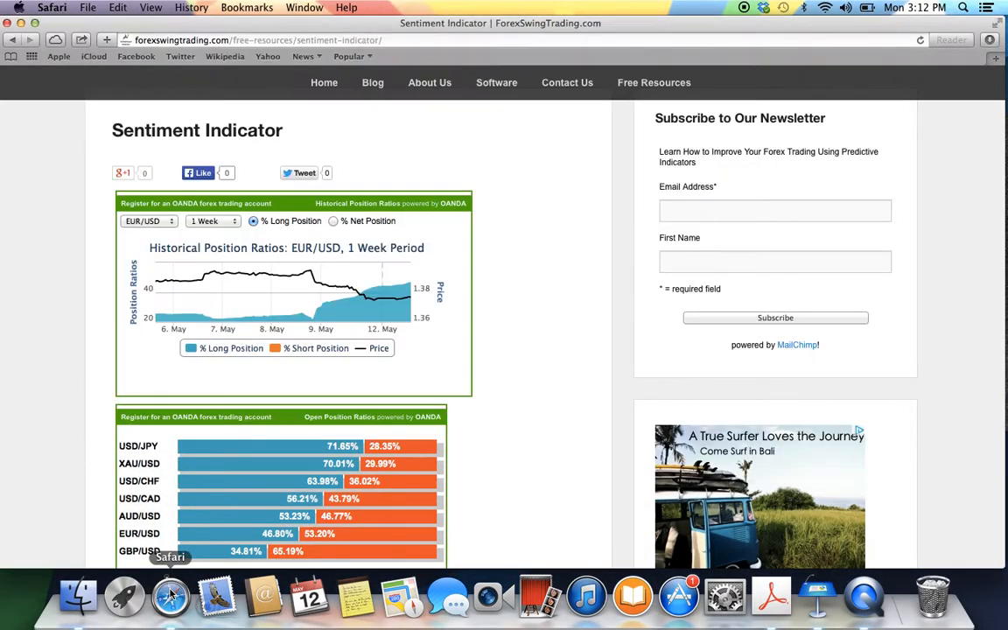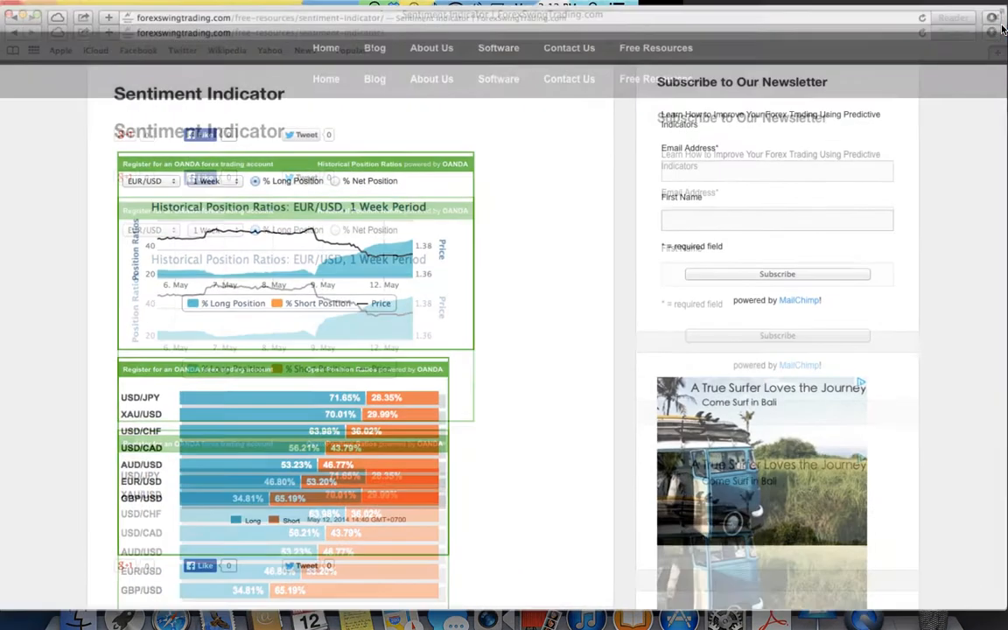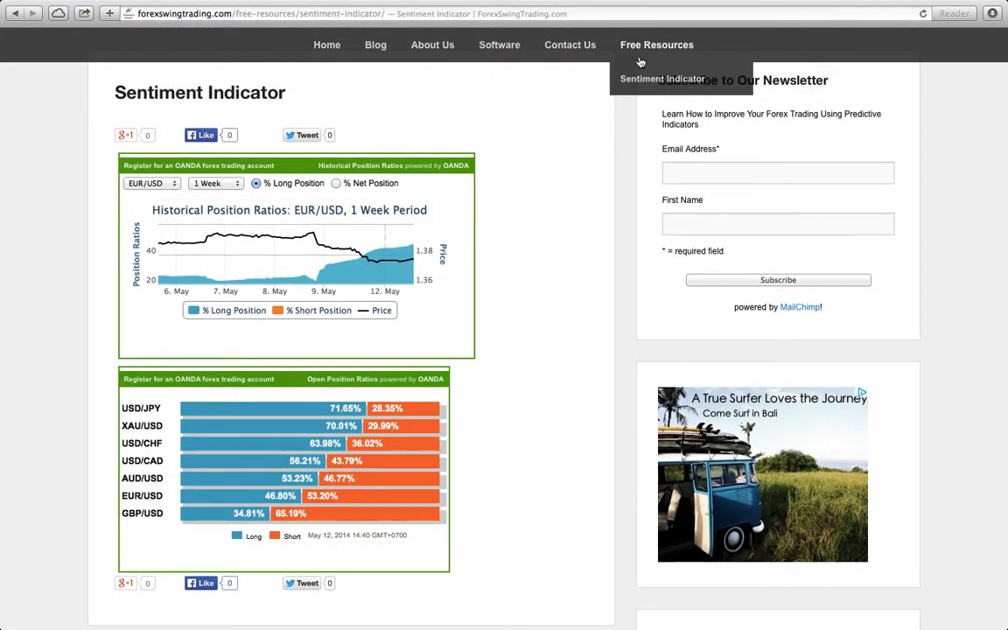So if you go to the ForexSwingTrading.com website and you go to free resources, sentiment indicator, this is what you have. I have the indicator on my website. So as you can see, you have two different indicators. One gives you several different pairs at once, and this is what's going on today. I think it's updated every 20 minutes.